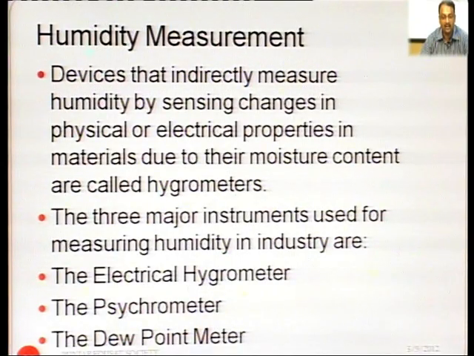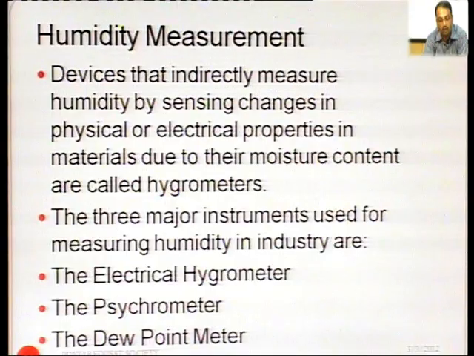Devices that indirectly measure humidity by sensing changes in physical or electrical properties in materials due to their moisture content are called hygrometers. Moisture means water content. The three major instruments used for measuring humidity in industry are the electrical hygrometer, psychrometer, and the dew point meter. These are the three types of devices used for humidity measurement.